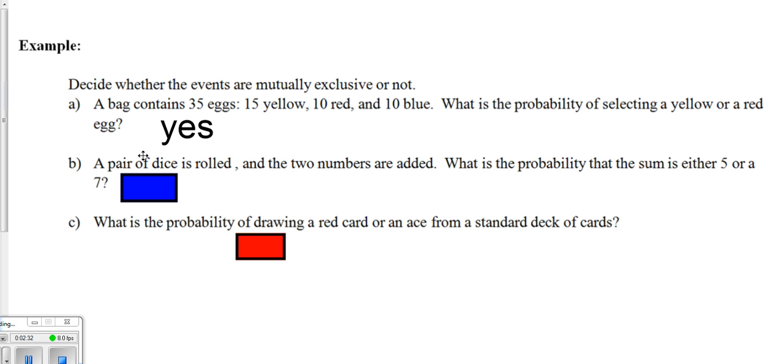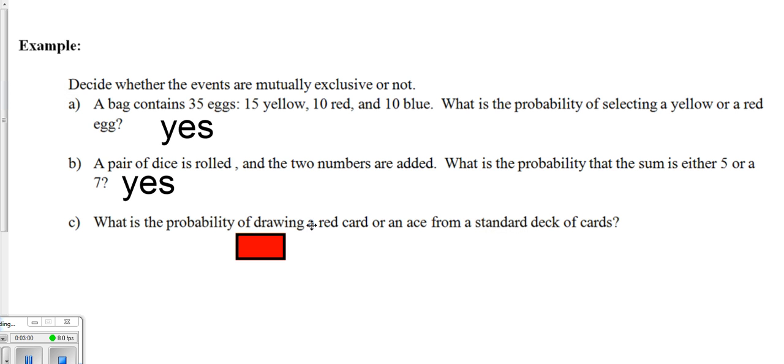A pair of dice is rolled. The two numbers are added. What is the probability the sum is either 5 or 7? Now, if I roll two dice and get like a 1 and a 6, now if I add those together, can that sum be both 5 and 7 at the same time? No, there can really only be one sum. So yes, these two things are mutually exclusive. Okay, you can't get both of them happening at the same time.